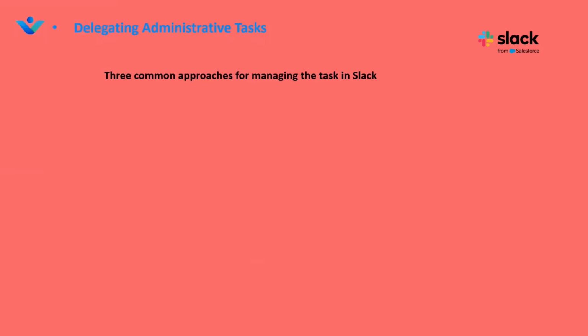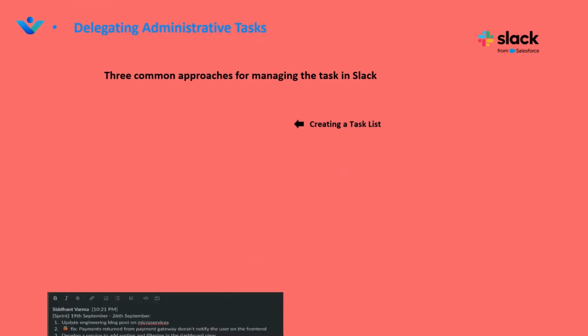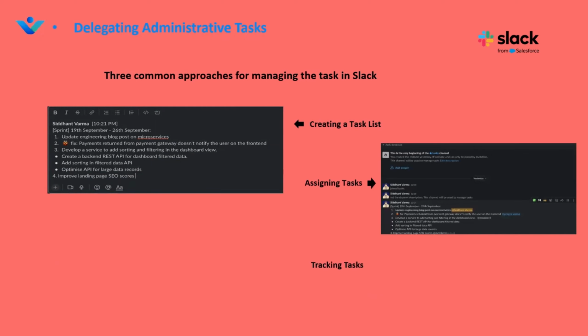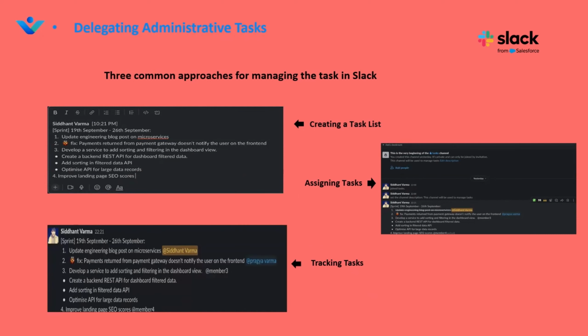There are three approaches for managing a task in Slack. First, creating a task list. Second, assigning a task. Last but not the least, tracking a task. Don't worry, I'm going to explain each and everything in my demo section as well.